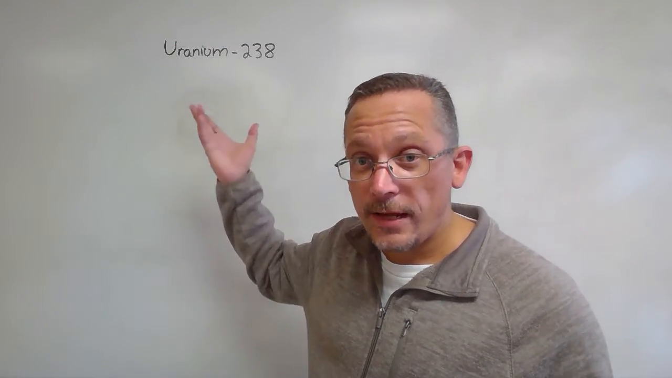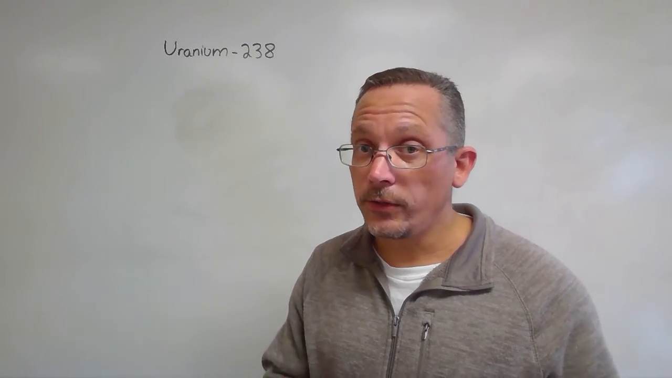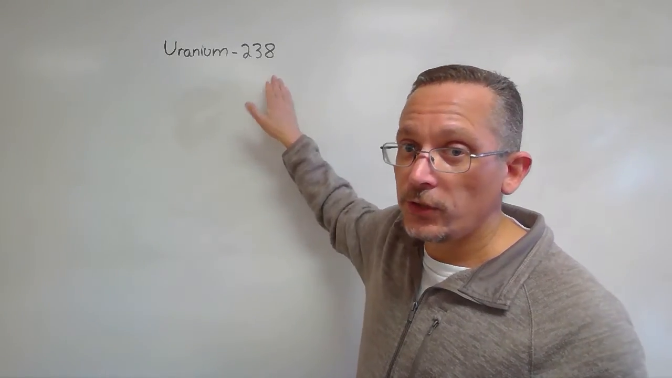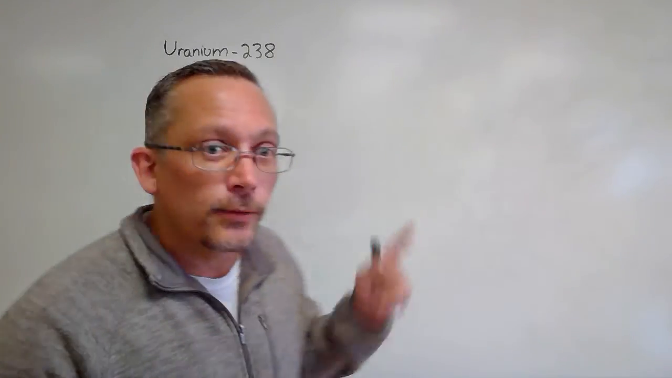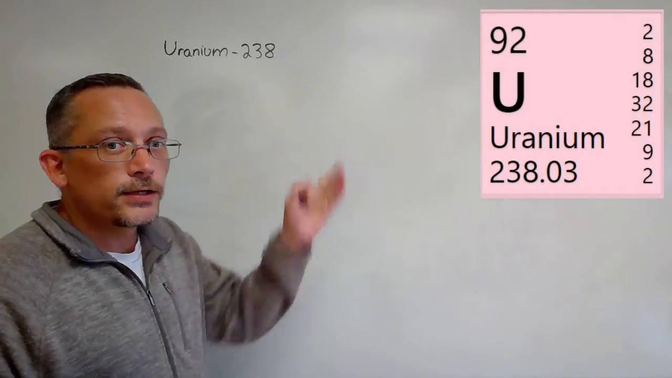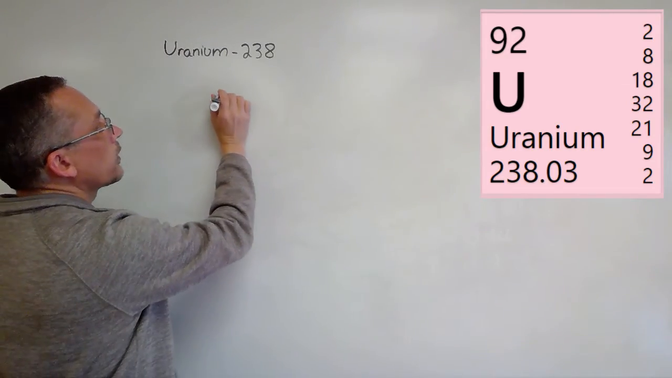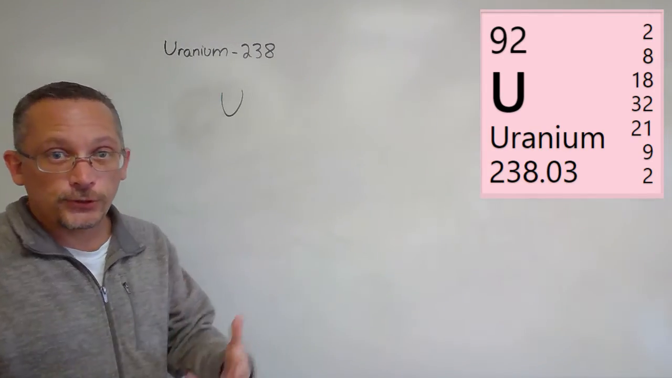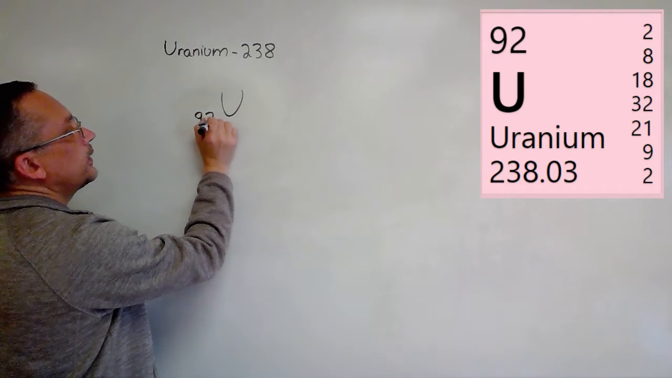Let's say I'm given the name of an isotope. Can I write its isotope symbol? Can I figure out how many protons and neutrons are in the nucleus? Let's see. So here I have an isotope, uranium-238. Let's write its isotope symbol. Well, first let's find uranium on the periodic table. Here's uranium. Uranium's element symbol is capital U, and its atomic number is 92. So this number on the bottom here should be 92.